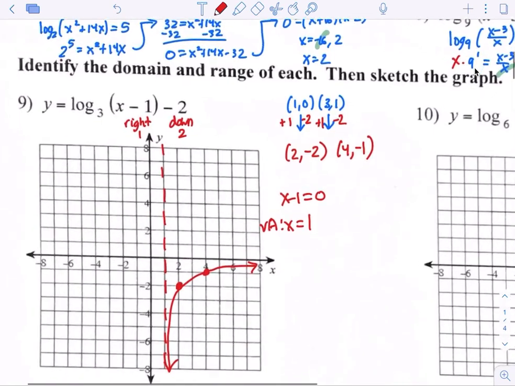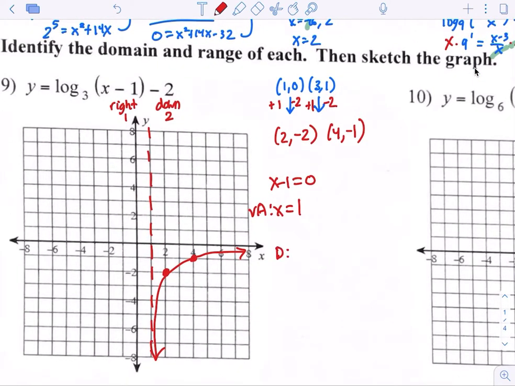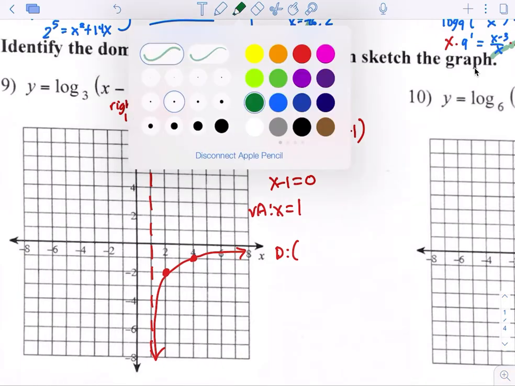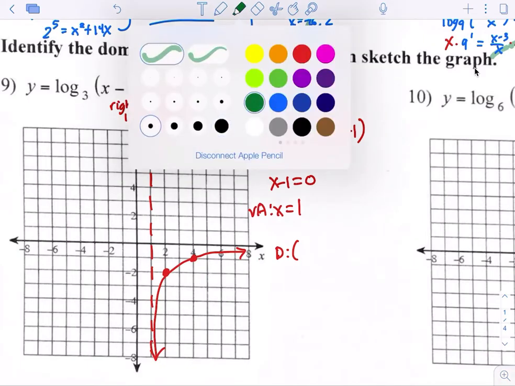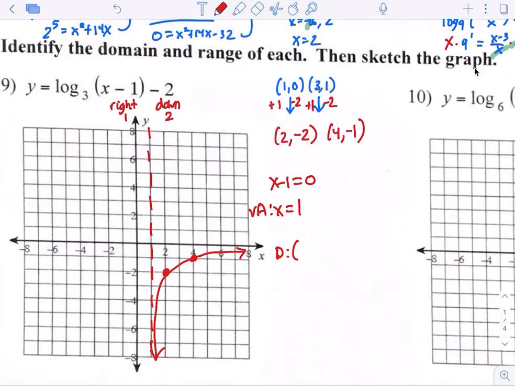Oh, sorry, I'm forgetting about the domain. So the domain of this one, you guys, is how far left is this graph going once you follow it along the curve. It's going all the way till there, so it's going to stop as it approaches the vertical asymptote, which is at 1 from the right hand side. And how far right does this graph go along the curve? It just keeps on going, so infinity. Range, you guys, for log functions are always -infinity to infinity.